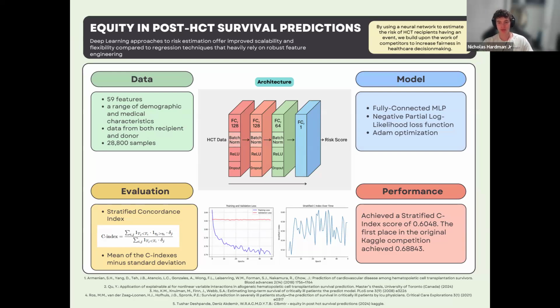HCT is a medical procedure in which a patient receives blood-forming stem cells from a donor. This original problem was proposed on Kaggle, and the problem is that current predictive models often fall short in addressing disparities related to socioeconomic status, race, and geography.